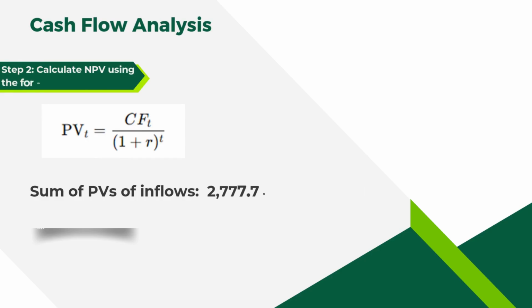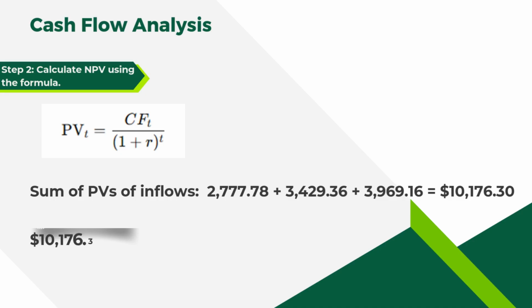Sum of PVs of inflows: 2,777.78 plus 3,429.36 plus 3,969.16 equals 10,176.30. NPV equals 10,176.30 minus 10,000.